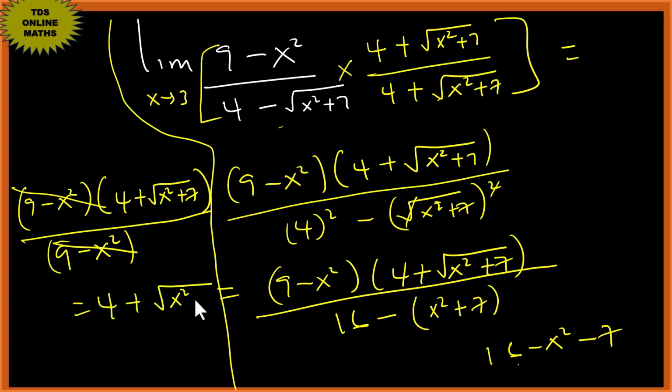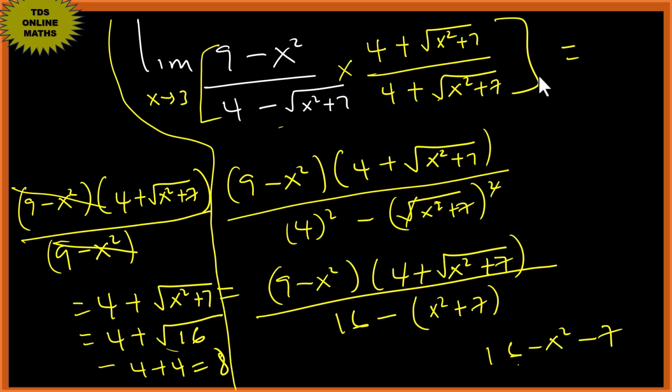x squared plus 7. So what's the limiting value here? 3. 3 squared is 9 plus 7 is 16. So this side is 4. So 4 plus 4 is 8. Okay, so the answer for this one is 8.